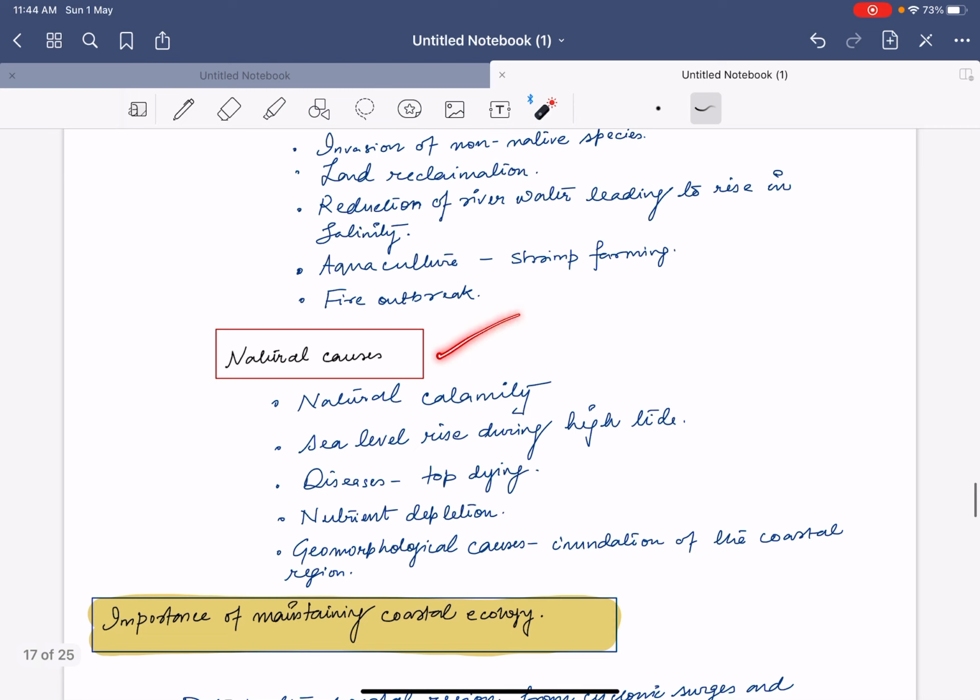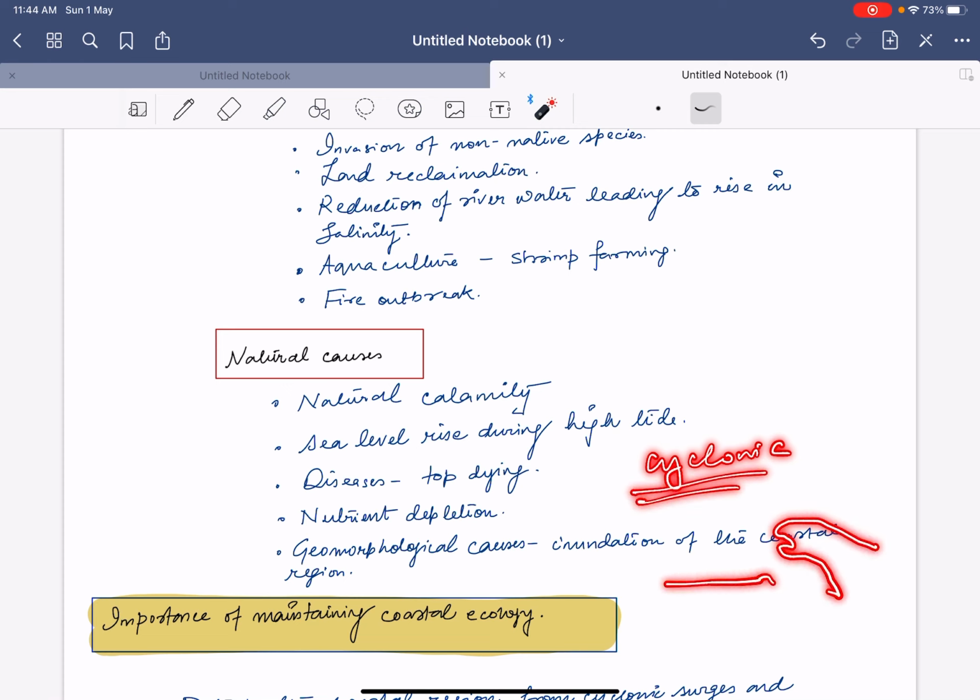Next, we come to the natural causes. Natural causes can be natural calamities. What is a natural calamity? Natural calamities such as tsunamis, floods, and cyclonic surges. What are cyclonic surges? When there is a cyclone, the sea water tries to come to the coast, but the mangroves protect against it. Though the mangroves protect, some mangroves are uprooted in that case. So natural calamity is also one of the reasons, but this is very rare.